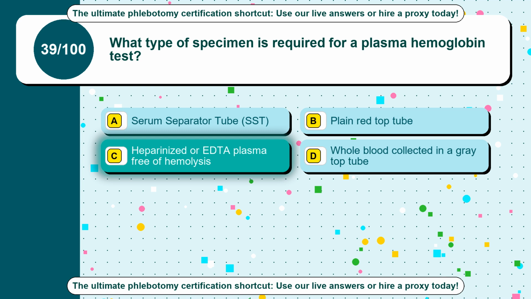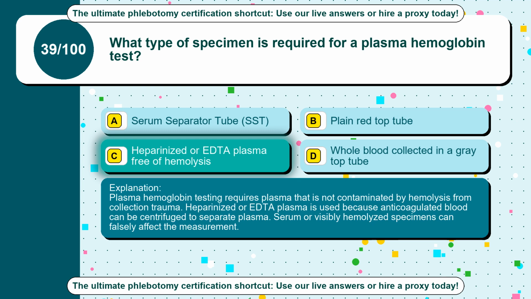Heparinized or EDTA plasma free of hemolysis. Plasma hemoglobin testing requires plasma that is not contaminated by hemolysis from collection trauma. Heparinized or EDTA plasma is used because anticoagulated blood can be centrifuged to separate plasma. Serum or visibly hemolyzed specimens can falsely affect the measurement.